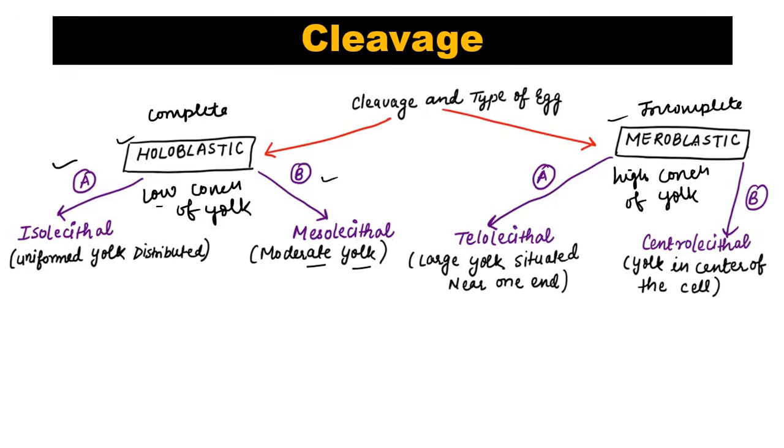Okay, if we talk about meroblastic, it is going to have telolecithal. That means large yolk situated near one end, because meroblastic organisms are going to have a high concentration of yolk. So telo means one end. The entire dense yolk is going to remain situated in one corner or near one corner. And if we talk about centrolecithal, in this case the yolk is placed in the center of the cell. So let's understand this with the help of a diagram.